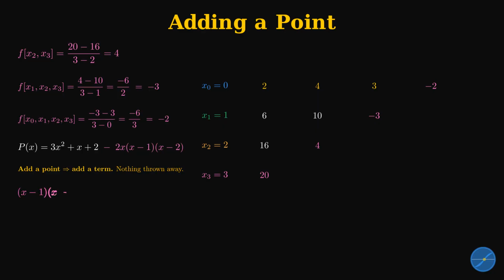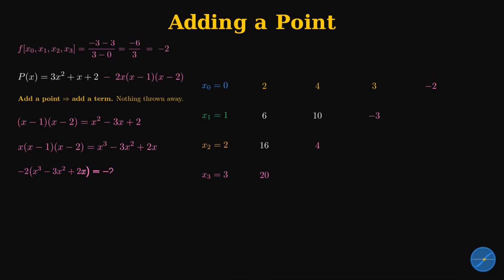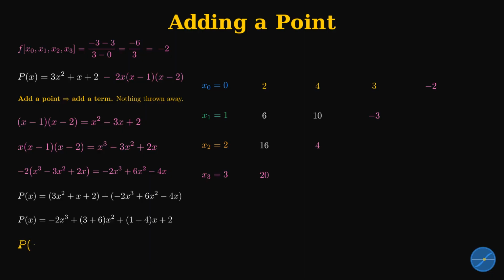Multiply the new term out. X times x minus 1 times x minus 2 is x cubed minus 3x squared plus 2x. Times minus 2, then add the parabola. We land on a cubic. Minus 2x cubed plus 9x squared minus 3x plus 2.